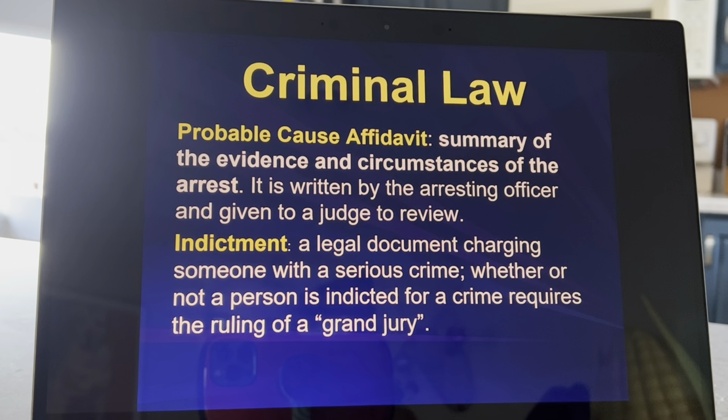And a grand jury is different from a regular jury. It's actually, if I had to go to jury duty, which I usually get excluded because of my previous job, but I would want to be on a grand jury.